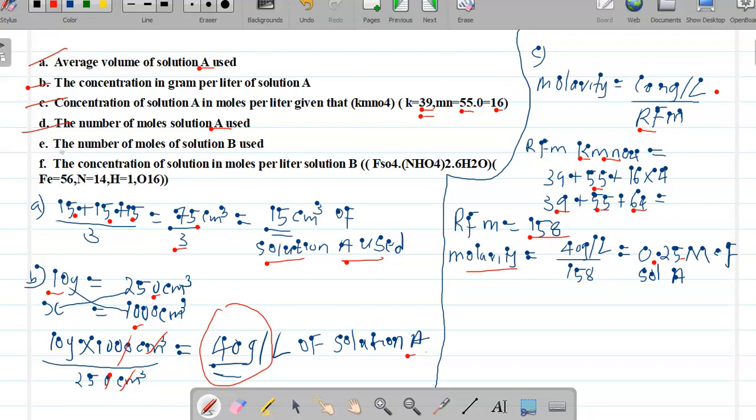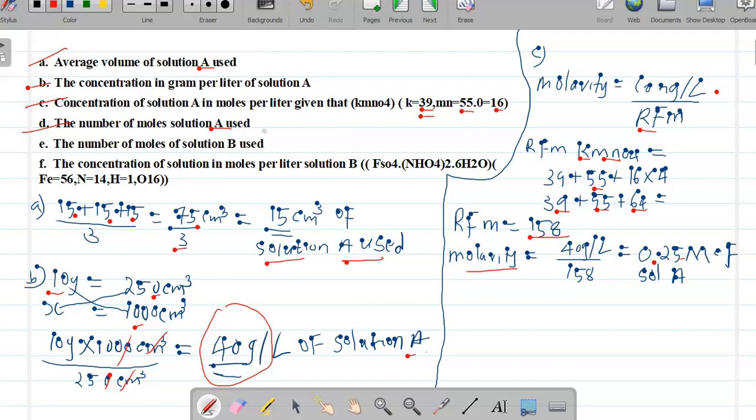We have part E here. Part E is a little bit unique, and this is where I wanted to emphasize more. The number of moles of solution B used. If you have the number of moles of solution A, how do you get the number of moles of solution B used? You write an equation. That equation is called an ionic equation, and it is a very complex equation. During the exam, you have to summarize it overhead.